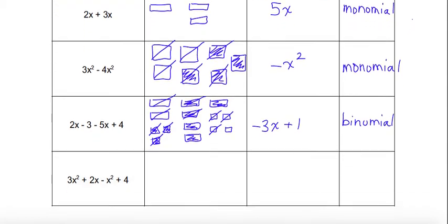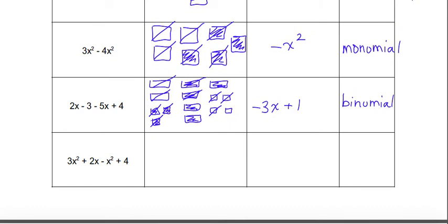My next expression is 3x squared. So I'm drawing 3 large squares. Those are positives. Plus 2x, so 2 rectangles. Again, those are positive. Minus x squared, so 1 large square but shaded in. And positive 4, so 4 small squares.